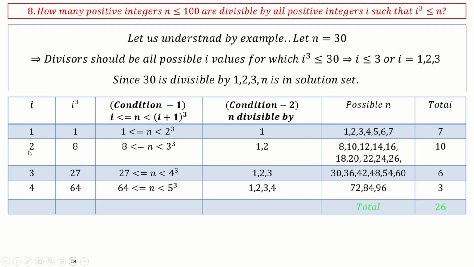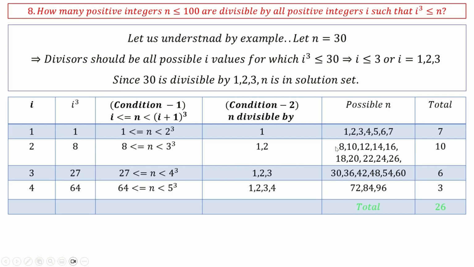Now let's take i equal to 2. So i cube is 8. Now we will understand it very well here. I cube is 8, which means n should be from 8 to 3 cube, that is 27, right? And the condition is it should be divisible by 1 and 2, that's all. Not by 3, because it is not 3 cube. N is not greater than 3 cube, n is less than 3 cube.